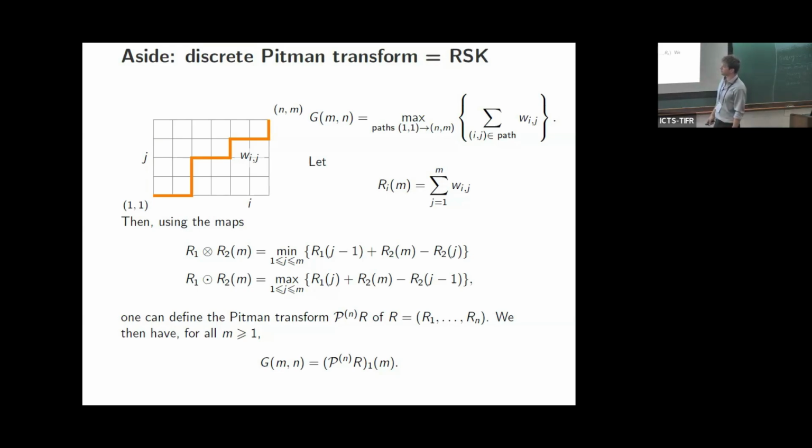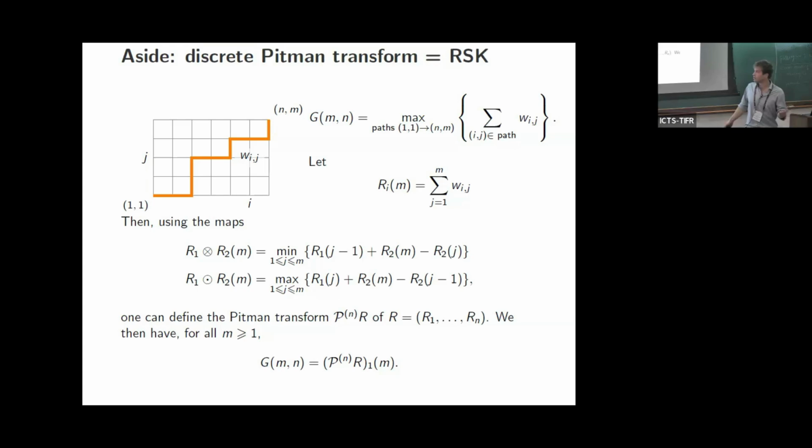And it turns out that if you look precisely at the Pitman transform, if you look at only the first component, there are only supremums, or maximums, that are involved. And you can show that the first component of the Pitman transform will correspond to this maximum here. And so it's, by definition, my G(N,M). And there is something more general.